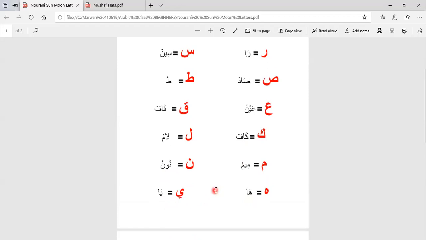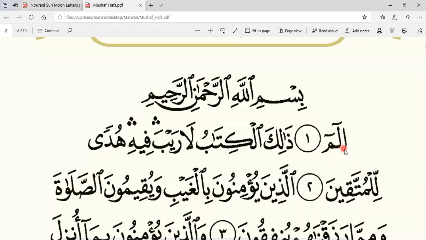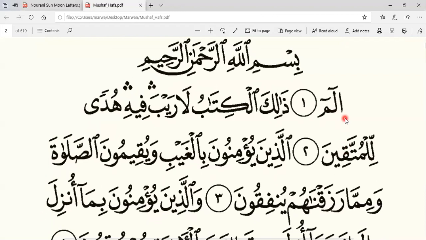Ya. So you have to memorize these letters. There's no other way. You have to memorize how they're pronounced, their names. So there's 14 out of the 28. And that's how we read these when we get to them in the Quran. So we say alif, lam, mim. That's how you read this sign, this ayah. This is how you read it. Alif, lam, mim.